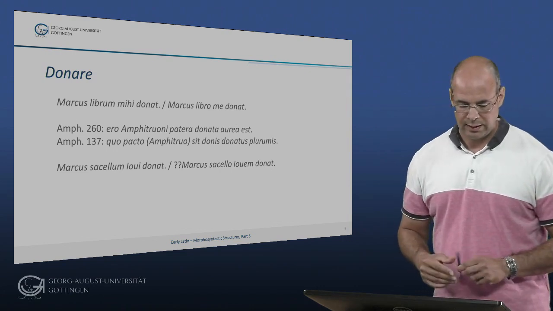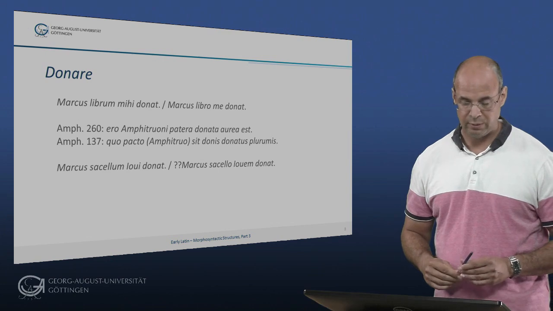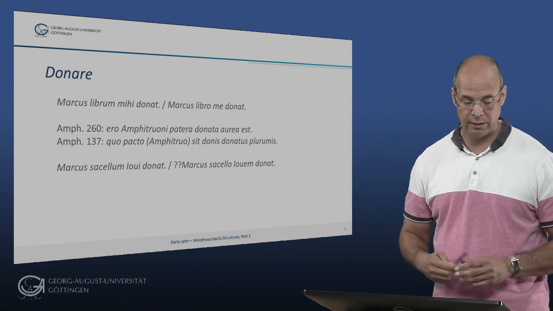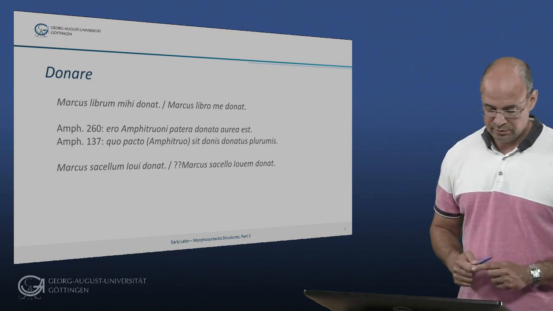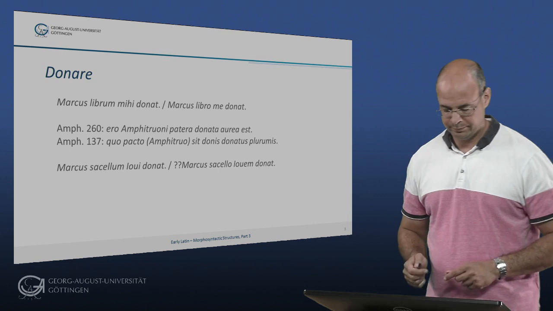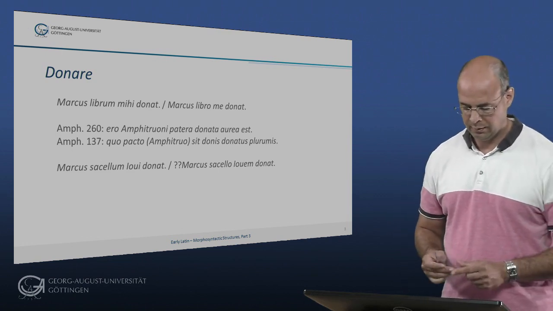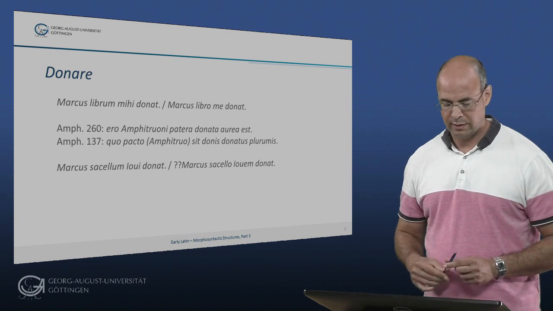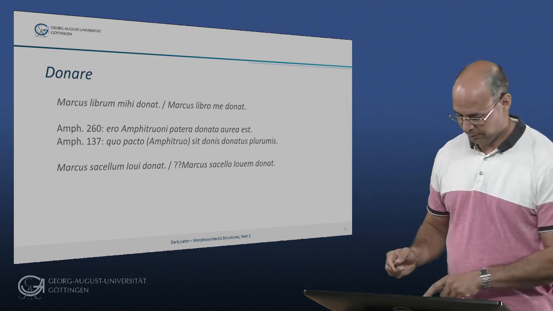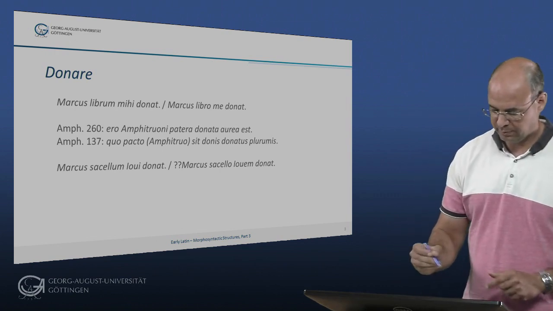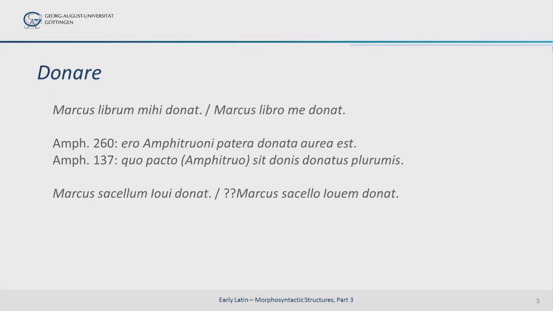So let's look at an early Latin example, 2 examples, both coming from Plautus, both coming from the same play. These 2 examples are only 120 lines apart. So here we have a master, Amphitruo, and he has been given a golden bowl. Because it's a passive construction, the golden bowl, patera aurea, turns from accusative to nominative, and the recipient is in the dative, ero Amphitruoni.